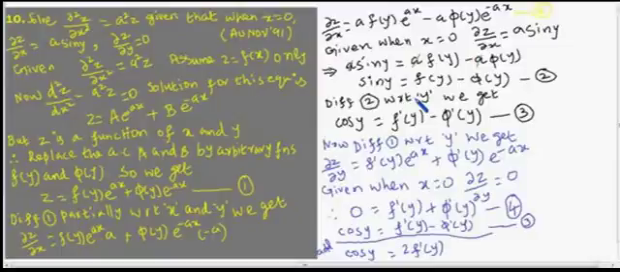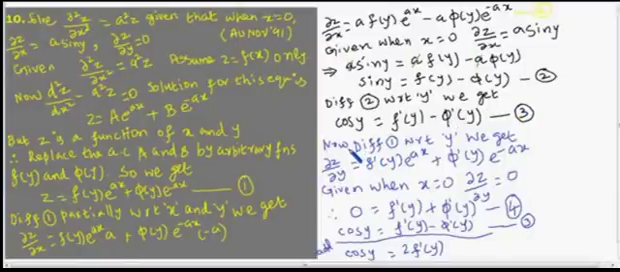Differentiating equation 2 with respect to y, we get the differentiation of sin y, which is cos y, equal to f'(y) - phi'(y). This is equation 3.